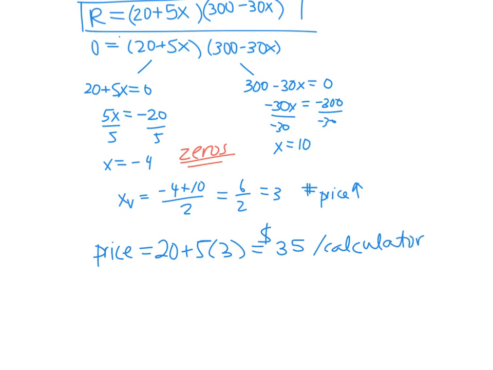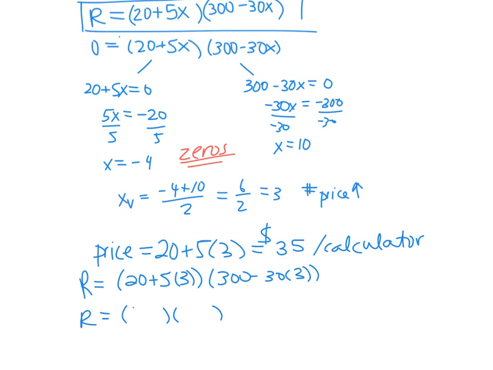And that would be the price. If I wanted to find the number of students, I would plug it into the second bracket. But the other part of the question was to actually find the revenue. So 20 plus 5 times 3, 300 minus 30 times 3. And I simplify each bracket at a time. So 20 plus 15 is 35, there's that price. 300 minus 90 is 210, so that would be the number of students or the number of sales.